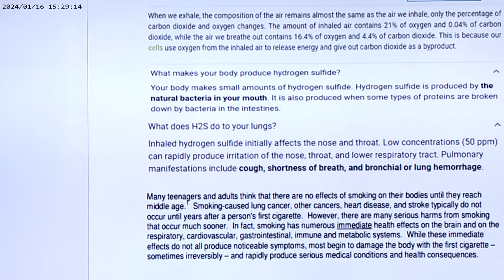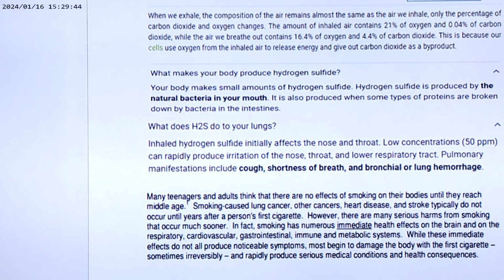Inhaled hydrogen sulfide. What does it do to your lungs? Well, it affects the nose and throat. And what will happen is pretty soon your nose won't be able to smell anything. You'll be able to smell it after a moment or two, maybe a minute. Low concentrations of 50 parts per million can rapidly produce irritation of the nose, throat, and lower respiratory tract. Pulmonary manifestations include cough, shortness of breath, and bronchial or lung hemorrhage.